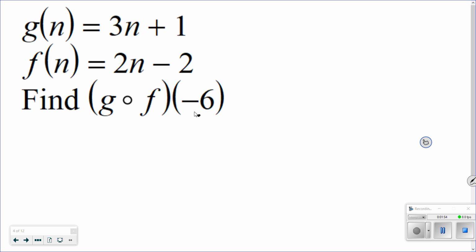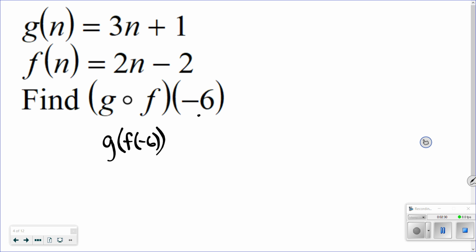So this says g of n equals 3n plus 1, f of n equals 2n minus 2. It wants us to find g of f of -6. So the very first thing we're going to do, similar to what we did on the other operations, is rewrite this problem. Instead of writing it this way, write it this way: g of f of -6, where the f goes on the inside, and the -6 goes inside of f. So it's kind of like it's nested. Think of those Russian nesting dolls: you have one inside of the other one. That's what's happening here. So the way I work this out is I start on the inside and work my way out.